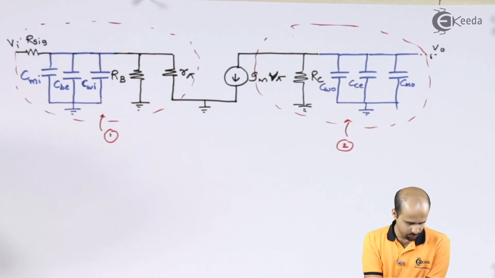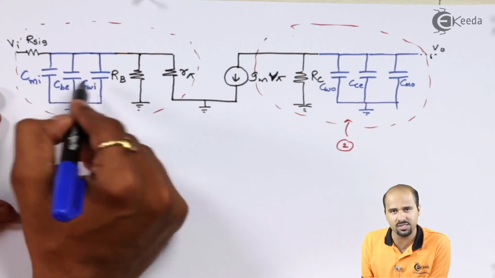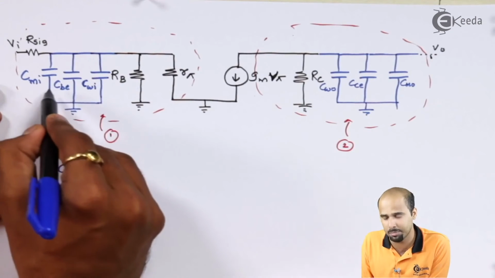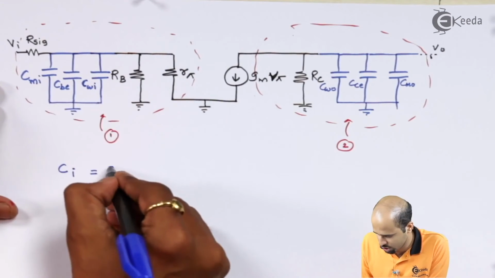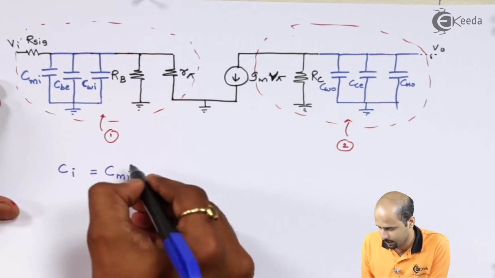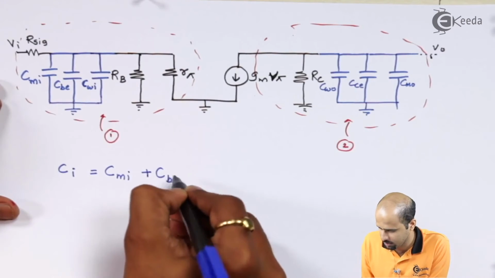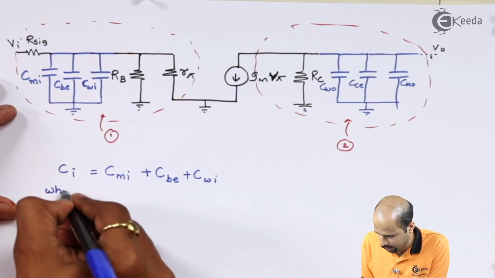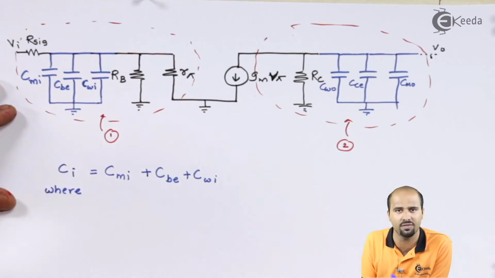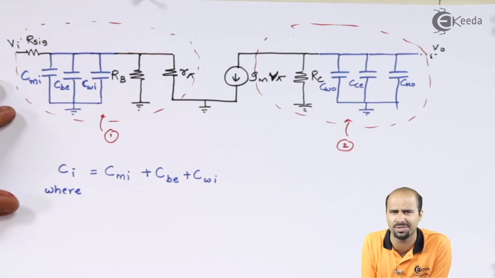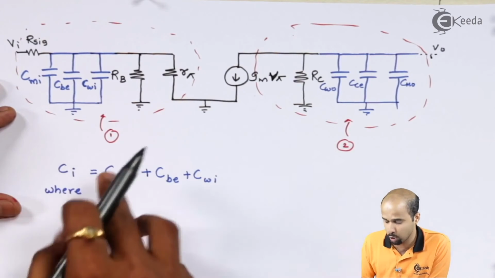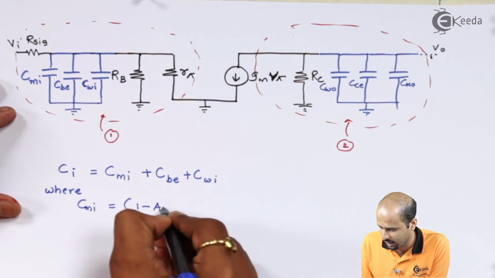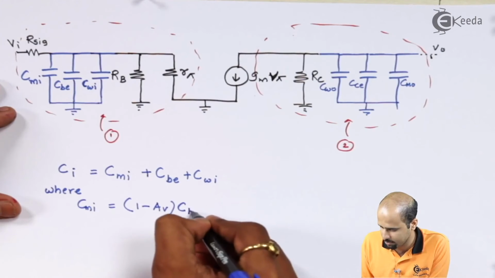If we consider this, all capacitances are in parallel. I can say that this CI is nothing but CMI plus CBE plus CWI. CMI is Miller's input capacitance. The values of CBE and CWI will be given. If CWI is not given, then we don't have to consider CWI. How do we calculate the value of CMI? CMI is nothing but 1 minus AV multiplied by CBC.